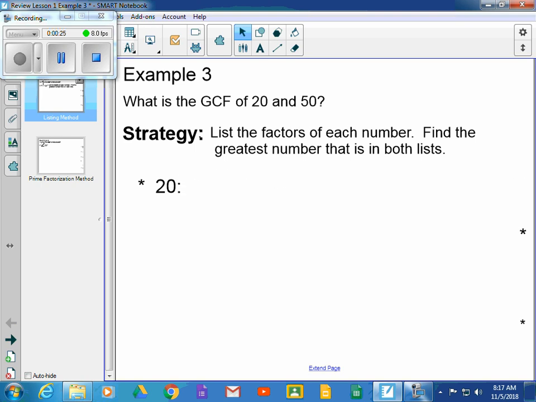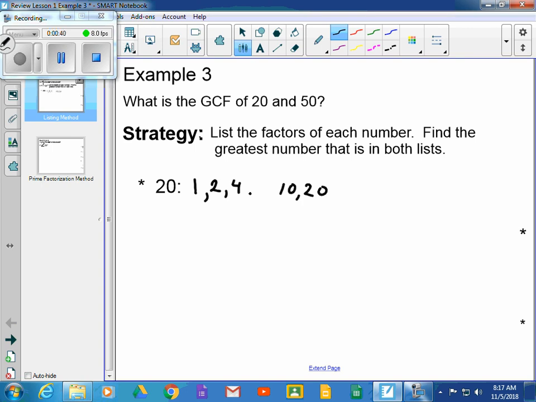So my first number is 20, and I'm just simply going to list all the factors of 20. I'm going to go 1 and 20, 2, 10, 4, and 5. Now I want to do the same thing for the other number, 50. The factors there are 1, 50, 2, 25, 5, and 10.